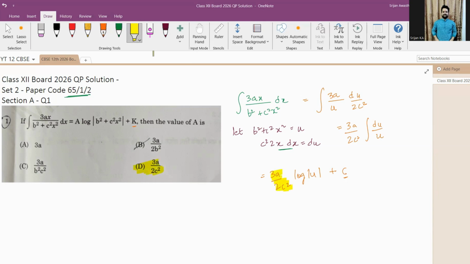Option D. So don't go about what has been ticked in this image. Just focus on what we have solved, and I'm sure you guys also must have solved it correctly.